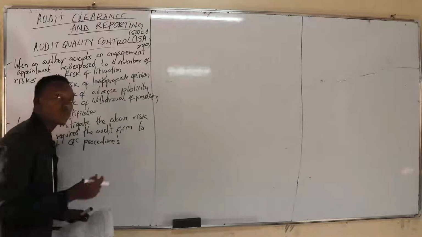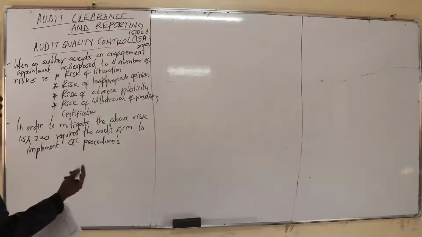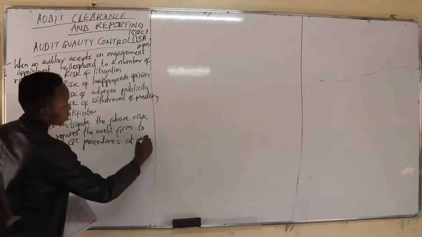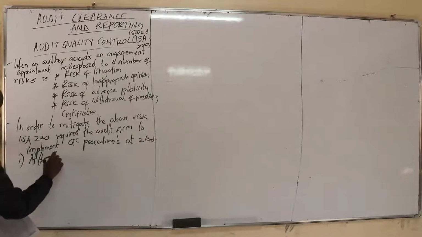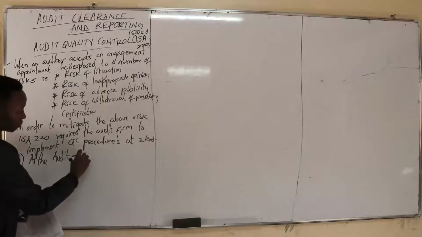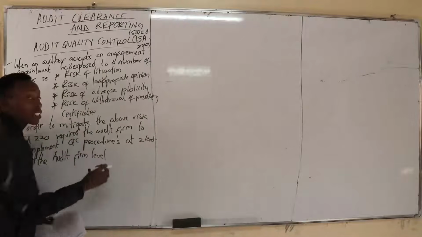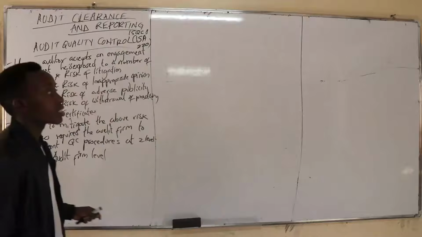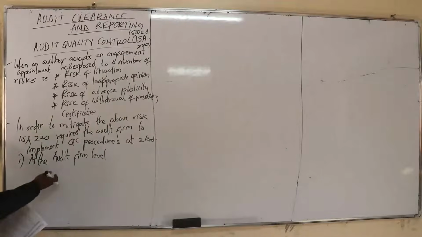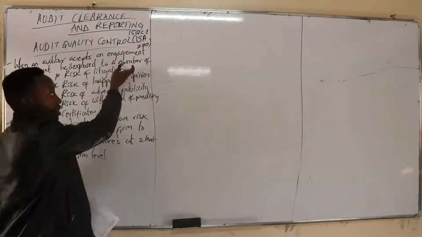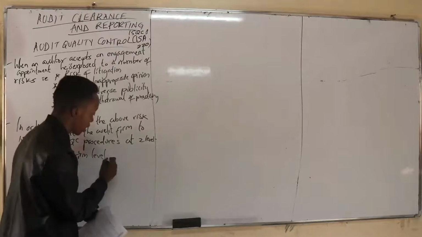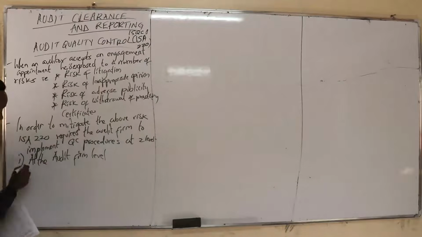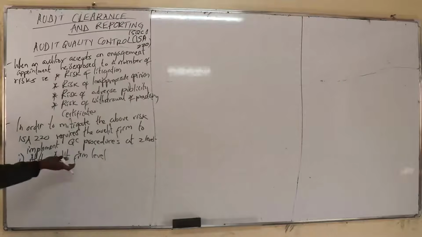And these quality control procedures are done at 2 levels. So the first one is at the audit firm level. This is procedures that we undertake as the audit firm to ensure that we reduce this level of risks. For example, under the team that we have, we ensure that everyone has the requisite skills and qualifications to undertake such an assignment.